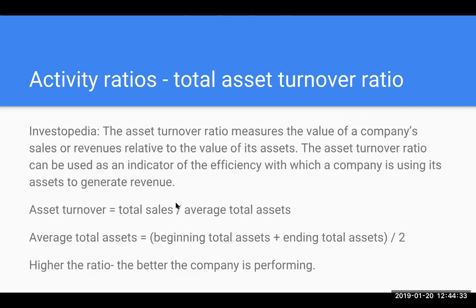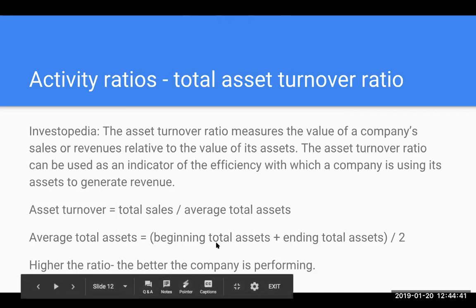So here, the asset turnover ratio is going to be my total sales or my total revenue divided by my average total assets. So it's going to be my beginning total assets plus my ending total assets divided by 2. Generally, the higher the ratio, the better the company is performing.